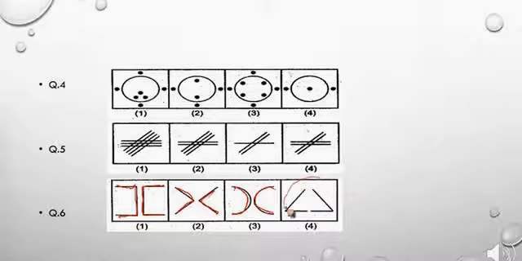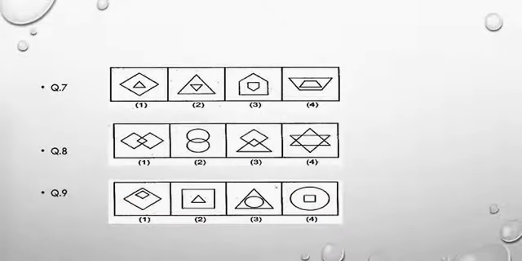Whereas in case of problem figure 4, the shapes are the same, but they are in the same direction. So this is standing out as an odd man out. So the answer to question number 6 is 4. Question number 7. In question number 7, there are 4 problem figures given.